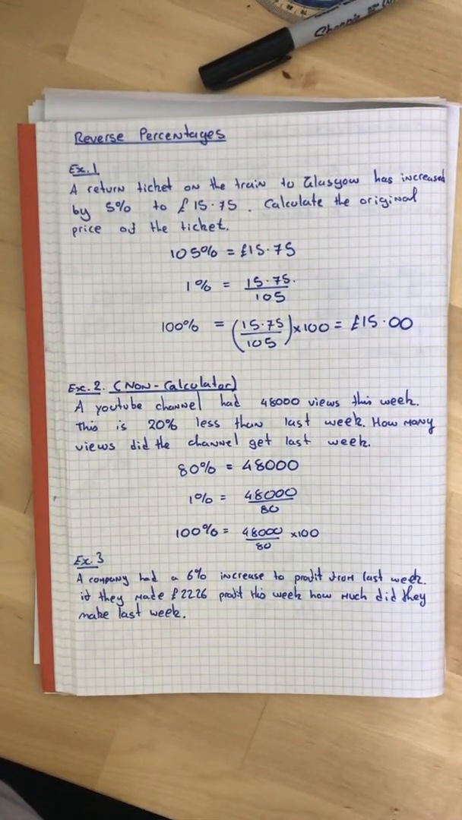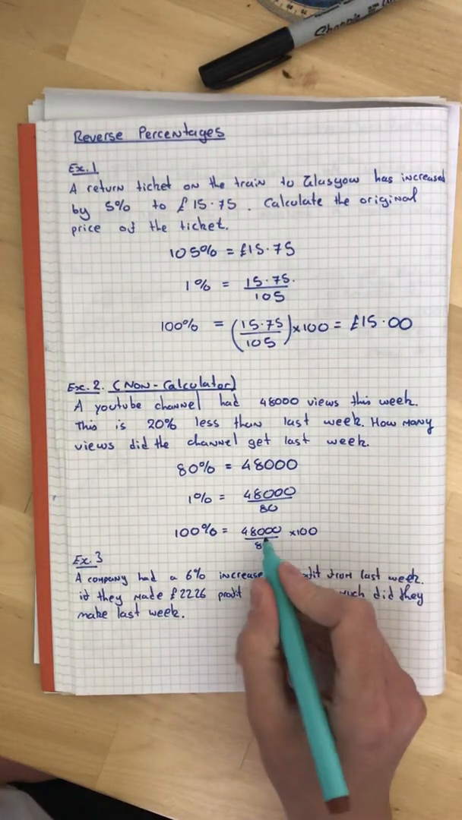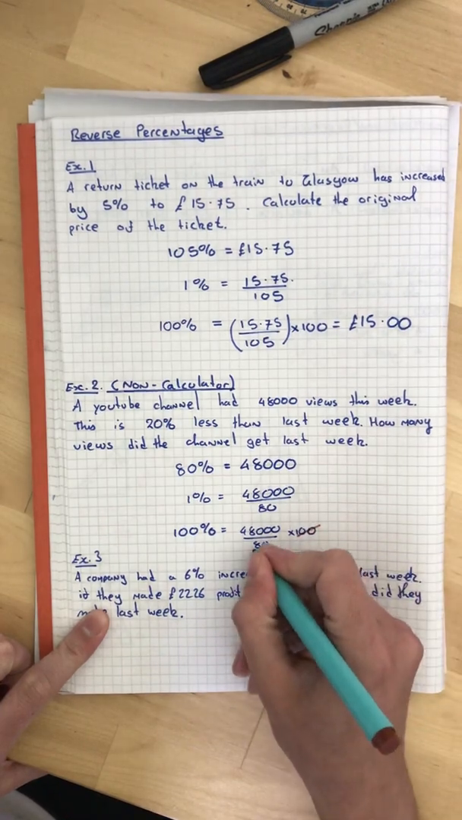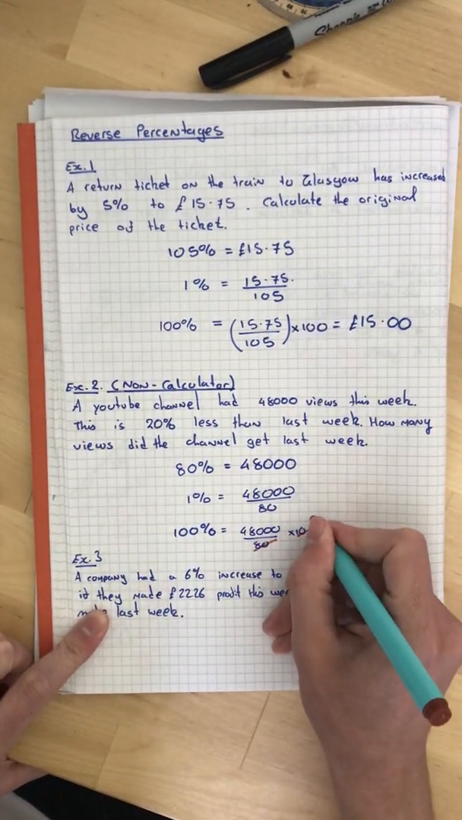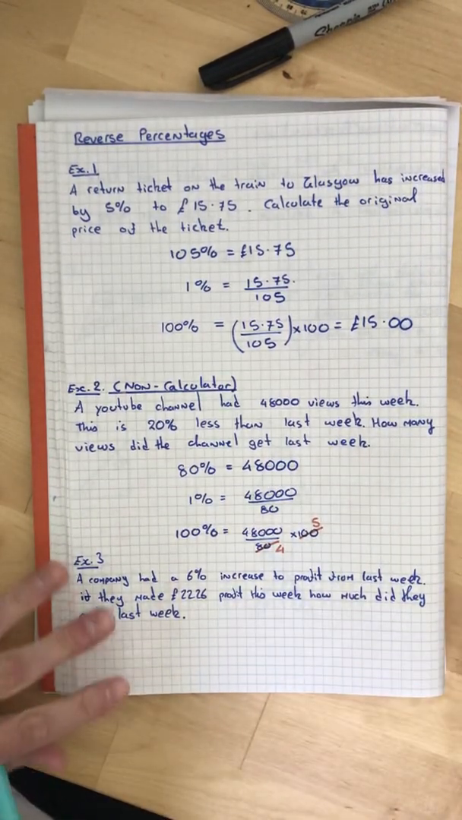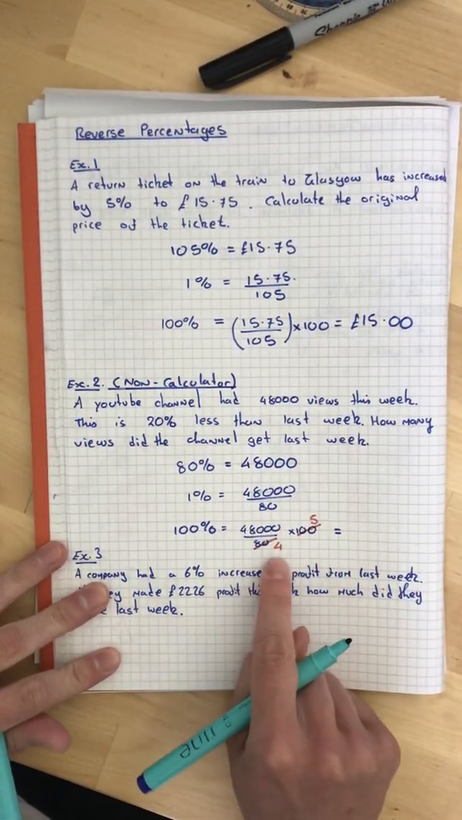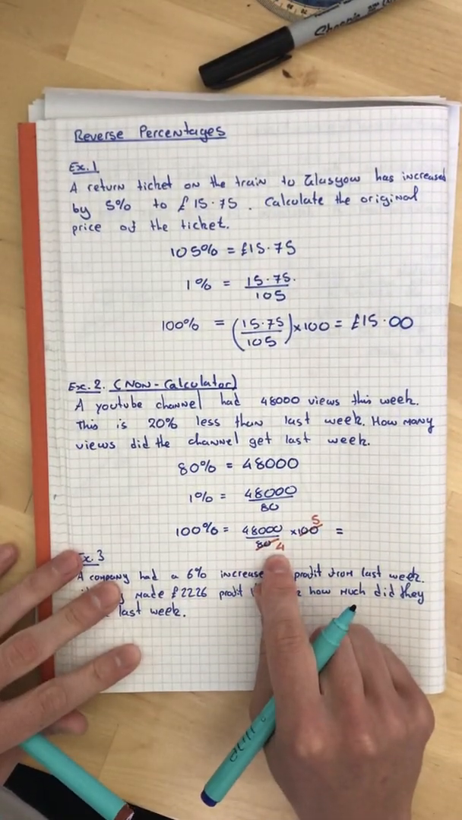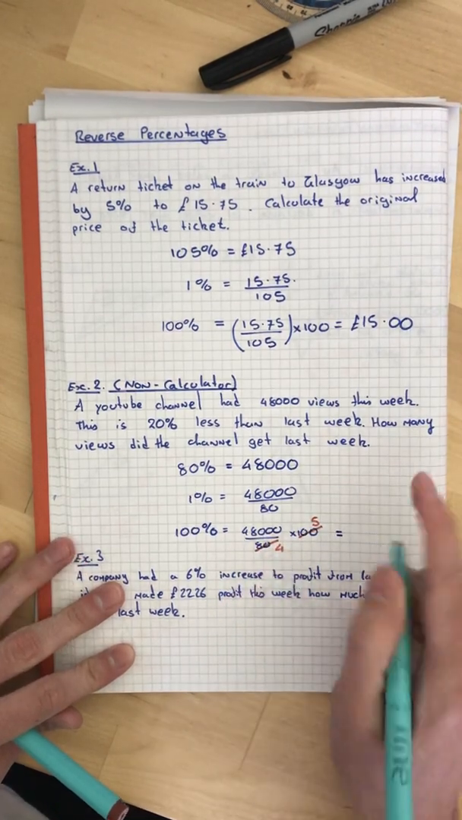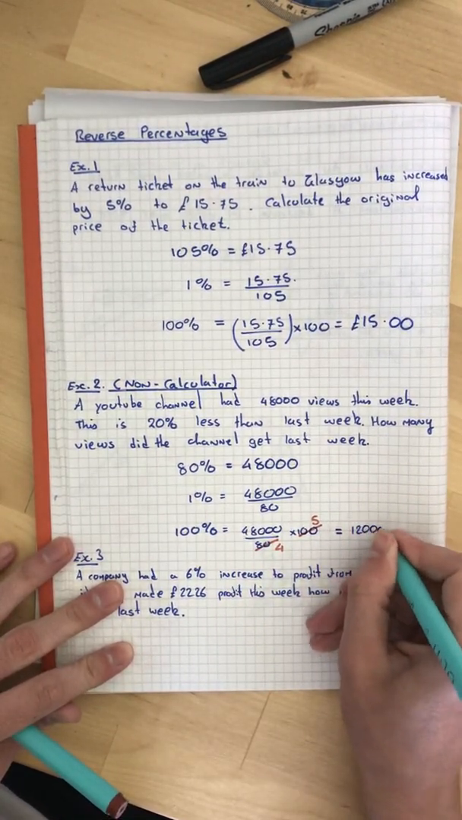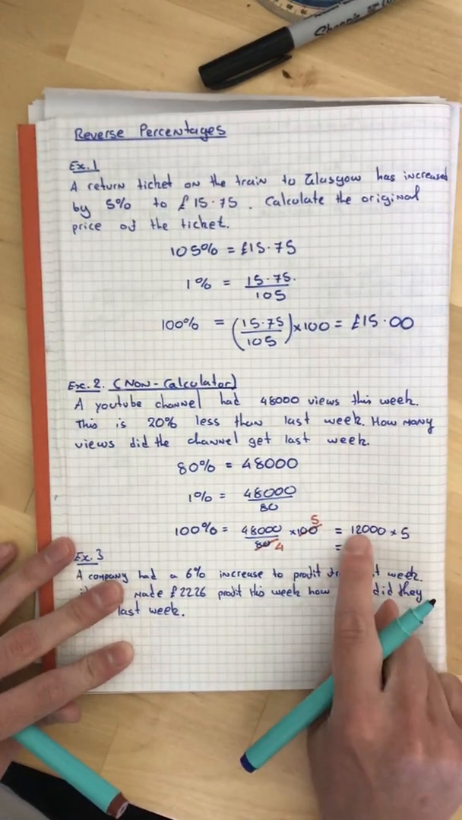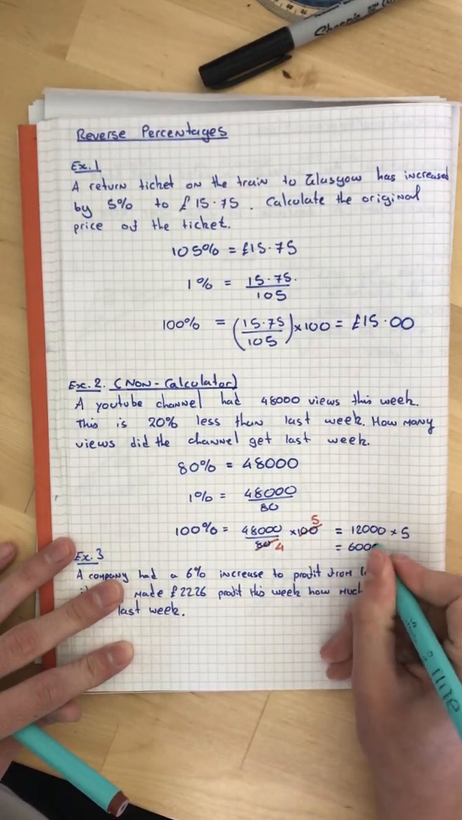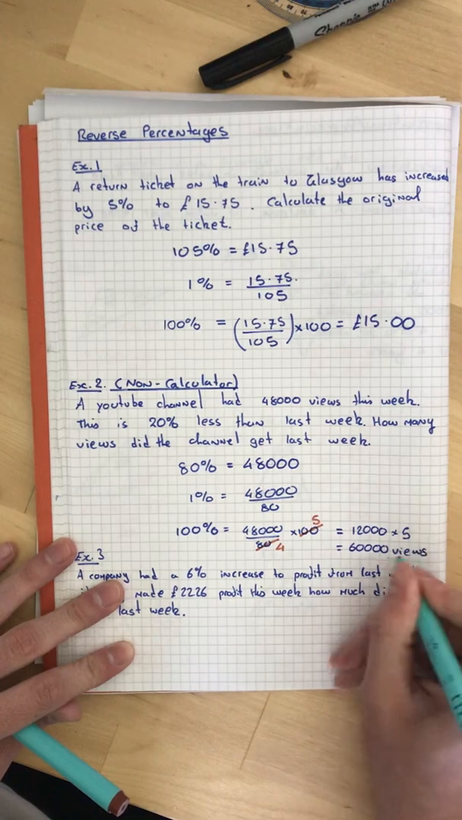And now since this is non-calculator, there's not much point in multiplying this all out by 100 and then dividing by 80 when we can realise that 100 and 80 as a fraction simplify to be 5/4. So all we're really doing is 48,000 divided by 4 and then multiplying by 5. We know that 48 divided by 4 is 12, so 48,000 divided by 4 will be 12,000. 12 times 5 is 60, so 12,000 times 5 will be 60,000 views.